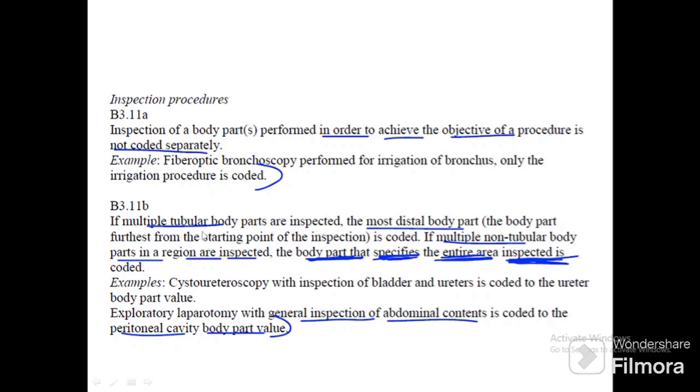And second one, if multiple tubular body parts are inspected, the most distal body part, meaning the body part which is the furthest from the starting point of inspection, is coded. For example, in case of cystoureteroscopy with inspection of bladder and ureters, because the ureter is the farthest from the starting point, only the ureter body part is coded and not bladder. And if multiple non-tubular body parts in a region are inspected, then the body part that specifies the entire area is coded. For example, in case of exploratory laparotomy with general inspection of abdominal contents, the body part value peritoneal cavity is coded because it specifies the entire area, that is the peritoneal cavity.